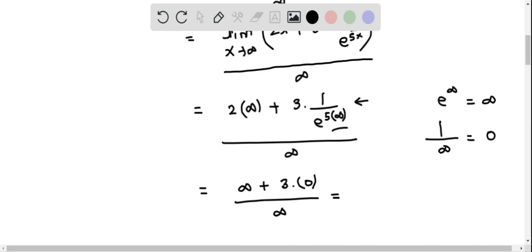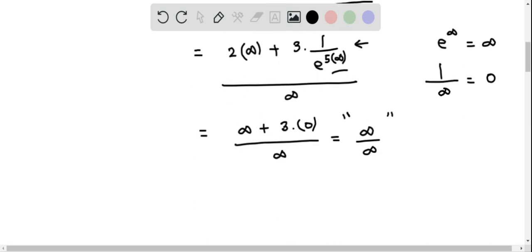So we are now getting into this form, infinity over infinity. This is basically an indeterminate form, one of the 7 indeterminate forms. When we encounter this kind of indeterminate form, we use L'Hopital's rule to evaluate the limit. We use L'Hopital's rule.